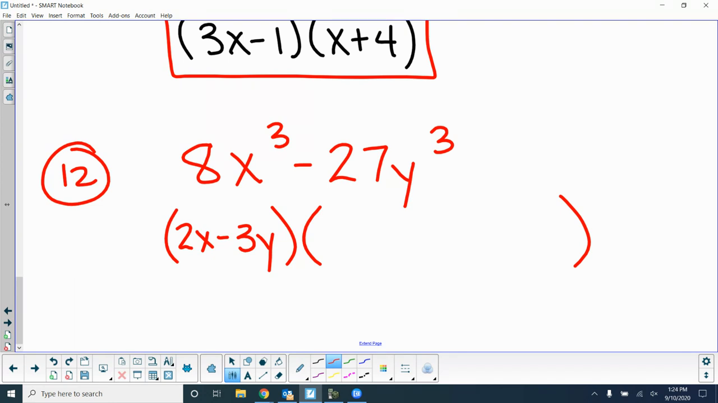So what goes in the big one? What's the first term? 4x squared. 2x times 2x. Is it addition or subtraction for the middle? Addition. Why? Opposite of that one. And what is in the middle? 6xy. 2x times 3y. What symbol is always here? Addition. And what goes on the end? Right. 9y squared. 3y times 3y.